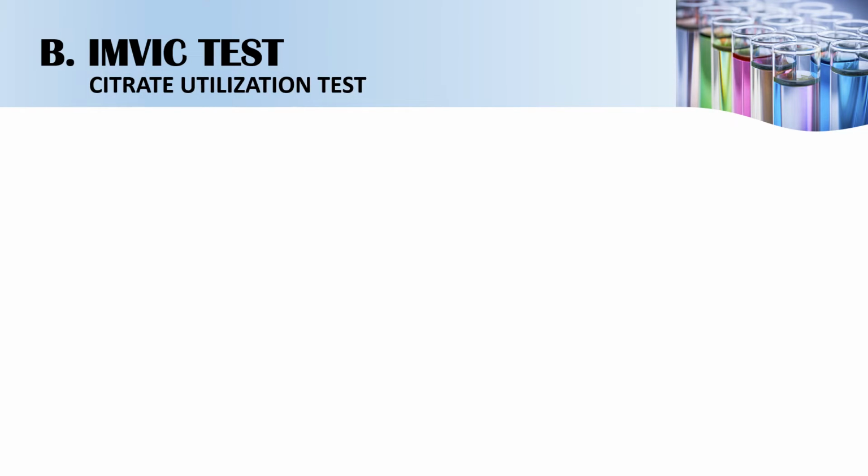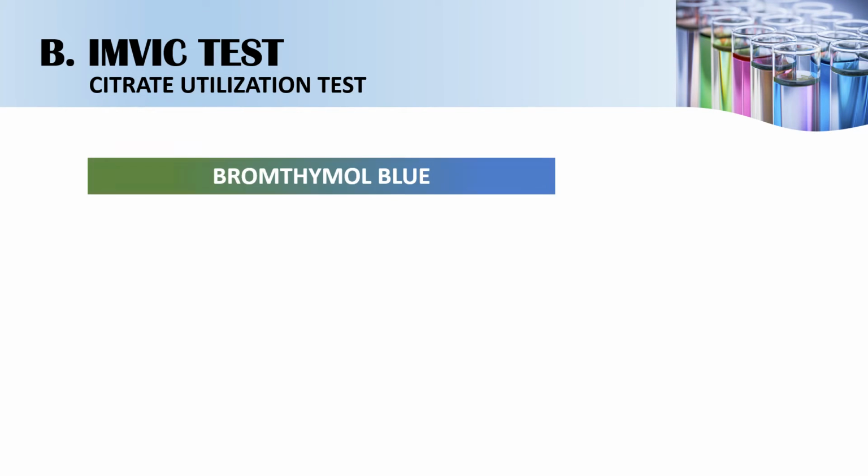Now we have the citrate utilization test, the last test for this IMViC test. The citrate utilization test is used to determine the ability of the organism to utilize sodium citrate as its only carbon source and inorganic ammonium salts as its only nitrogen source. For this medium, we have bromthymol blue as our pH indicator. So it is green at low pH and turns blue at high pH.